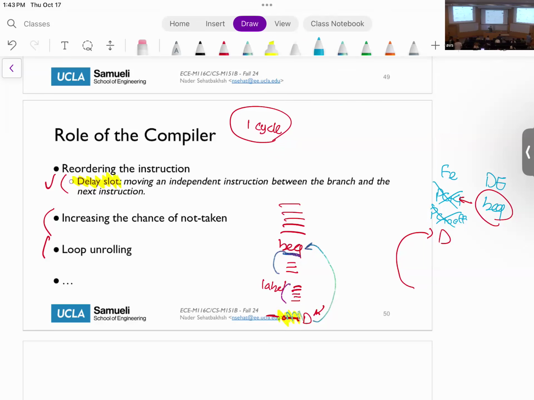Quiz 1 is the Tuesday of the following week. So not next week, the week after.